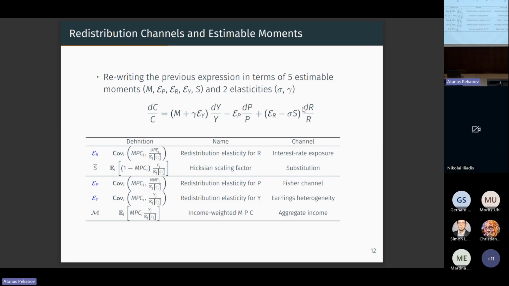So sigma is the classical intertemporal elasticity of substitution, very classical object in macro. We'll assume it's 0.5, as many macro studies do. And then gamma will be the single household earnings response to aggregate income change. What does that mean? We'll assume here it's 1-to-1, meaning that when the economy grows by 1%, all households also grow by 1%. I will relax this assumption.